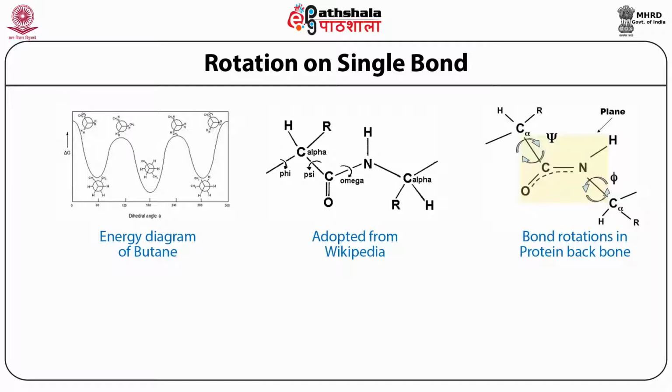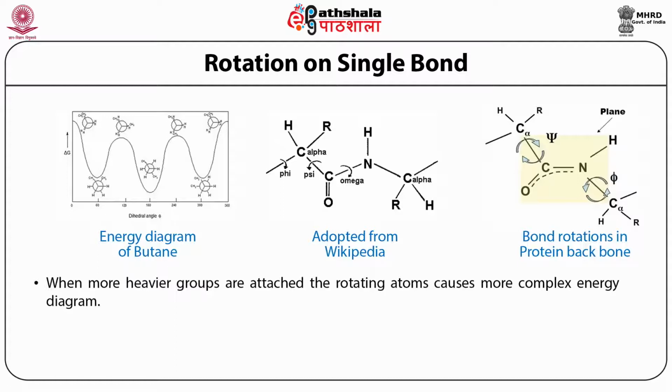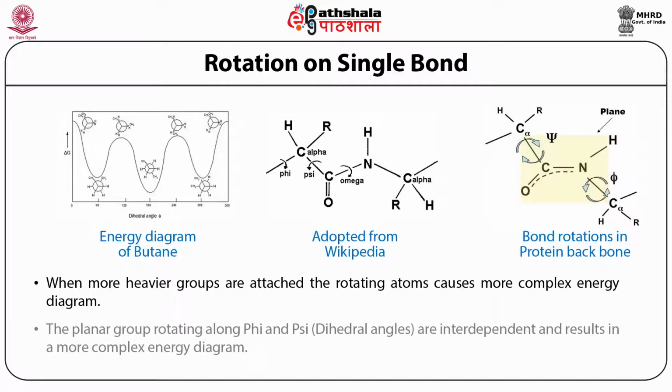The single bond rotations are phi and psi. We will discuss further in other modules, but the single bonds are phi and psi. In the case of phi, we have 3 different groups on C alpha and N, or in the case of psi you have 3 different groups on carbon, and the other is a CO with a peptide bond, and that is planar. Now imagine how complex the rotation energy diagram on these bonds is. The planar group rotating on phi and psi, the dihedral angles are interdependent and result in a more complex energy diagram.